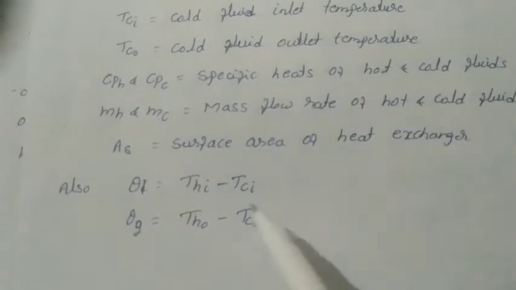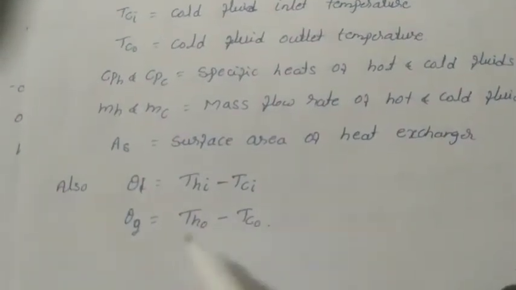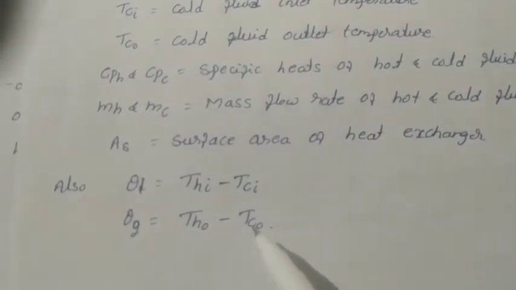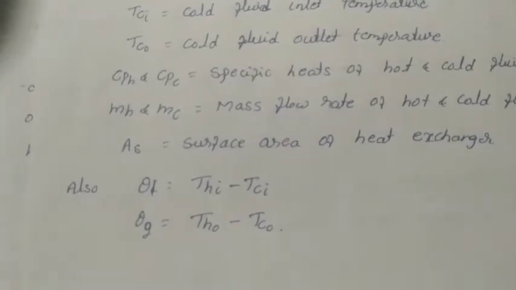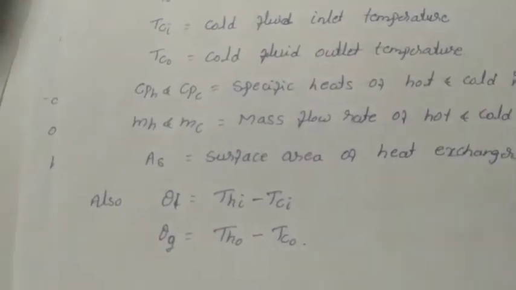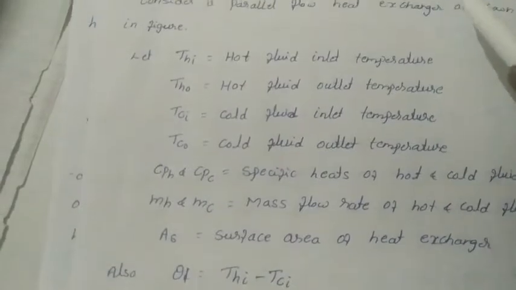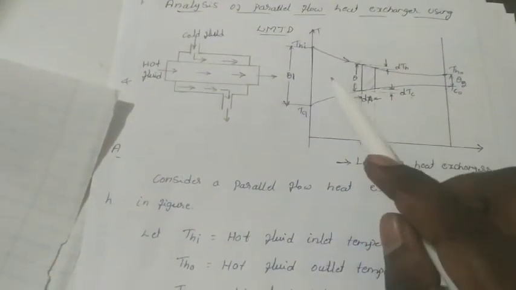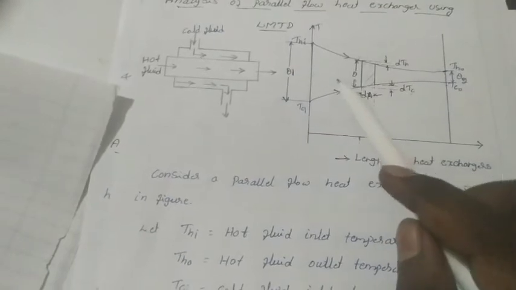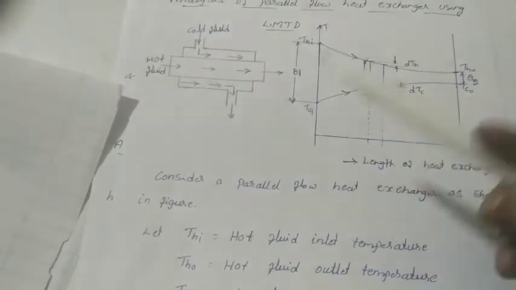So this is the equation. I'll write it. Theta 1 is equal to Thi minus Tci. Theta 2 is equal to Th0 minus Tc0. Now, another assumption I have to make, sorry, I forgot to tell: the heat exchange is between the two fluids only. So neglect the heat losses to the surroundings.